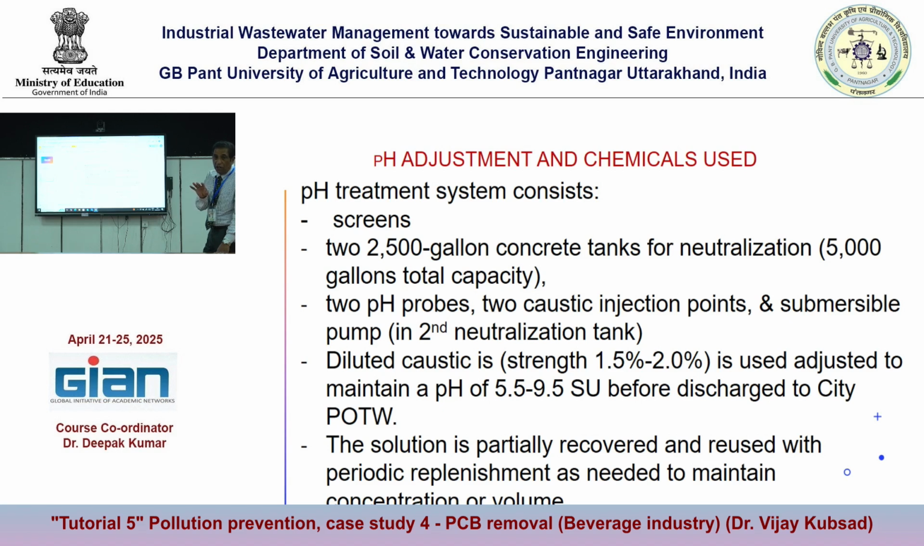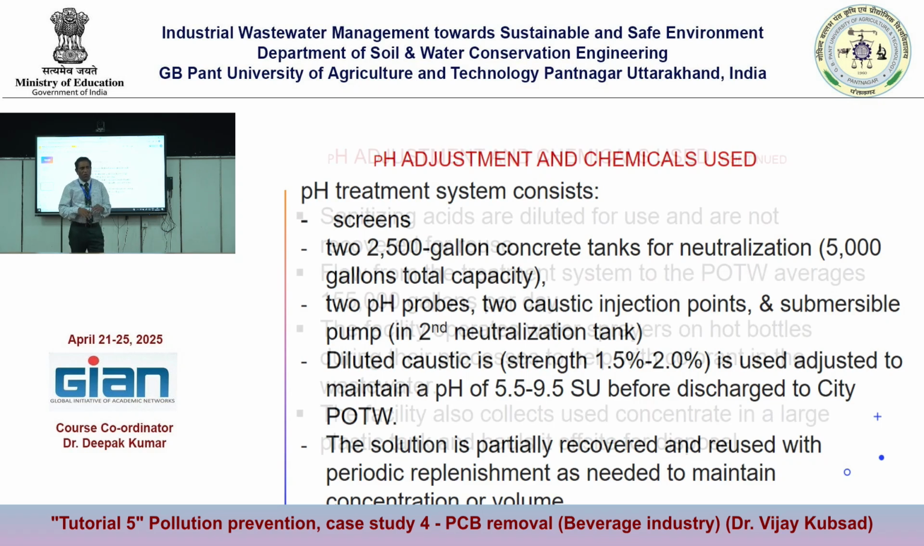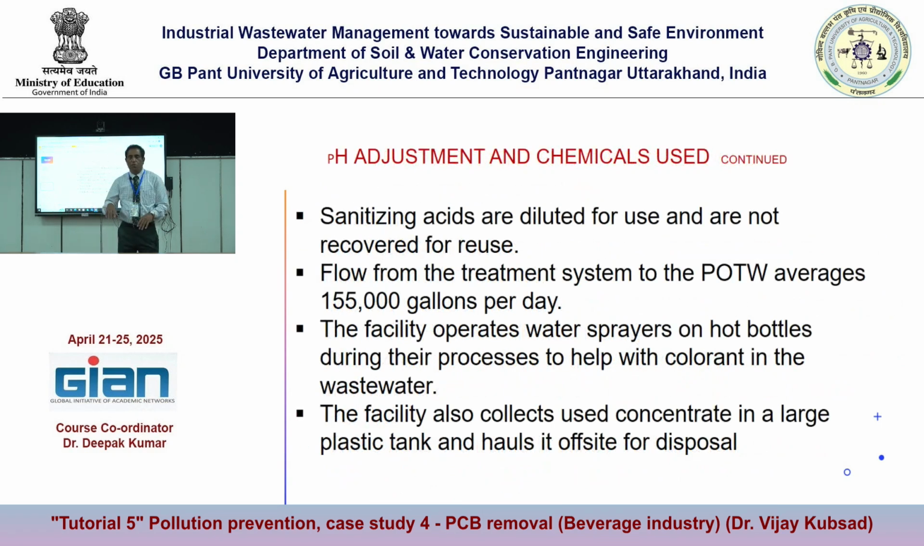This pH is decided by the receiving wastewater treatment plant, right? Before discharge to the city, the solution is partially recovered and reused, with periodic replenishment as needed to maintain concentration. So it has a pH variation. It is very simple. You add some chemical and make it normal. That you already learned.